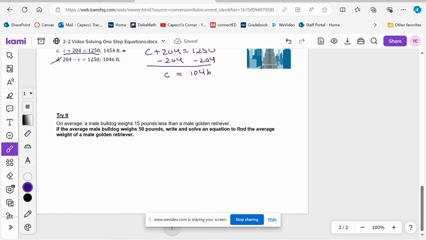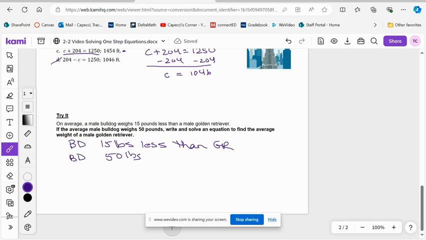All right, let's take a look at our last one. On average, a male bulldog weighs 15 pounds less than a male golden retriever. Okay, so I'm just going to write a couple things. The bulldog is 15 pounds less than the golden retriever. If the average male bulldog weighs 50 pounds, write and solve an equation to find the average weight of the golden retriever.